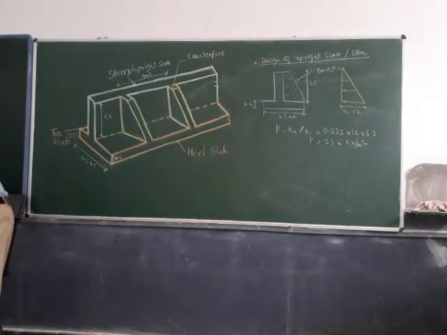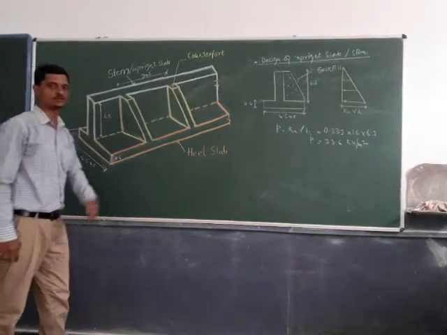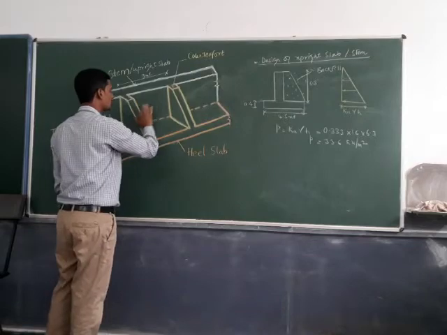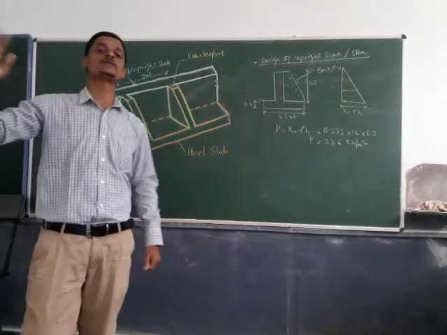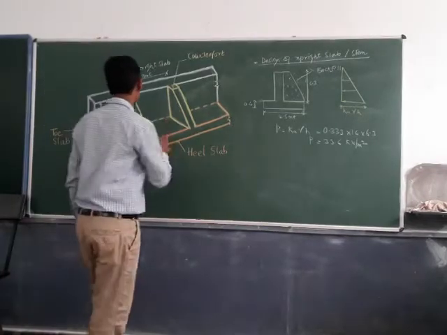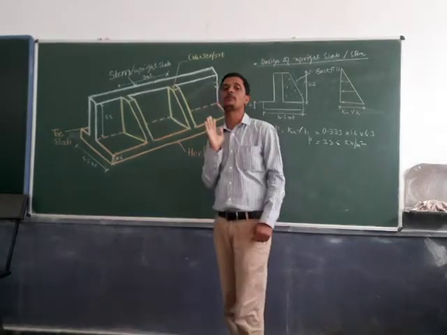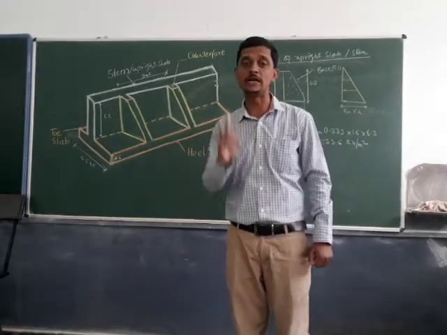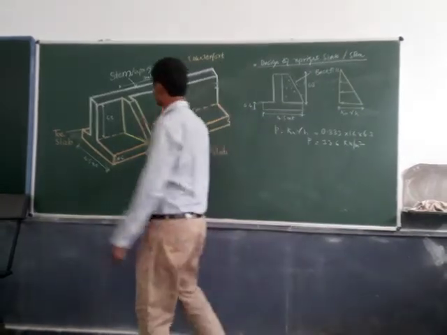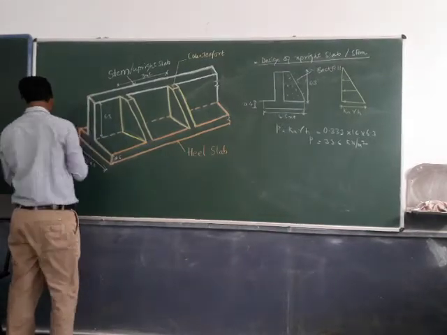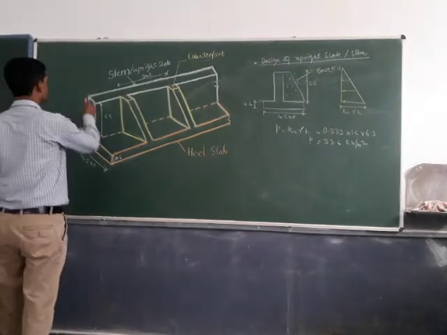So the behavior of the wall will change. Now how will it change? That is very important. Because of the counterforts, the vertical slab of the stem will not behave as a cantilever slab, it will behave as a continuous slab. It will bend like this.